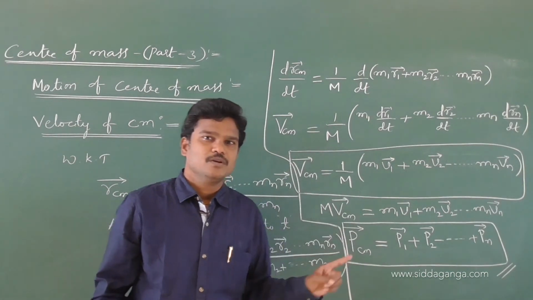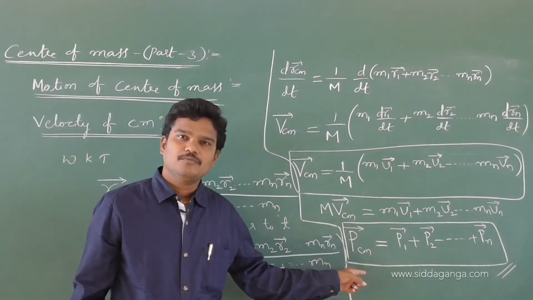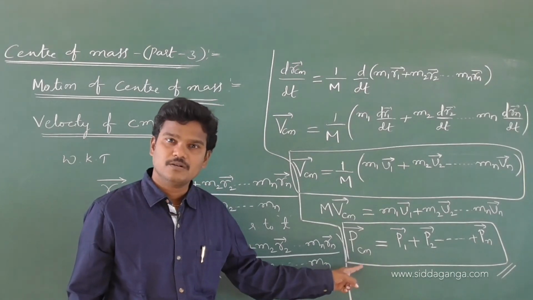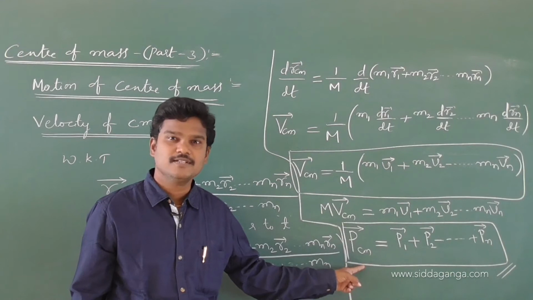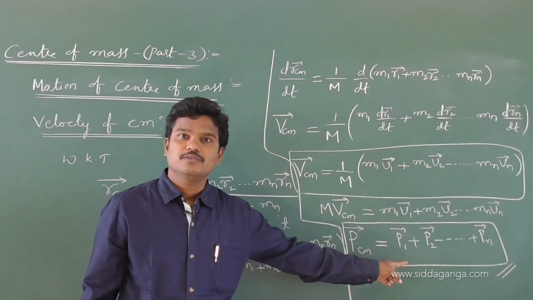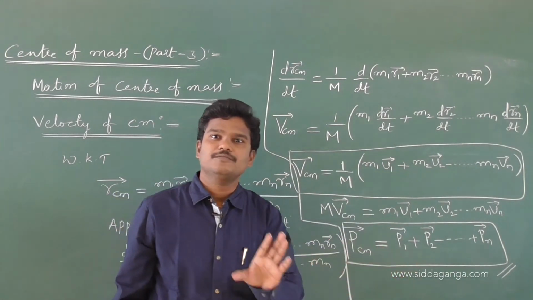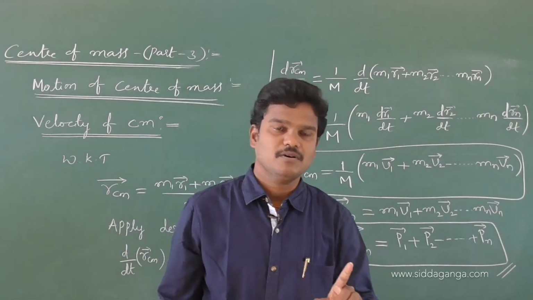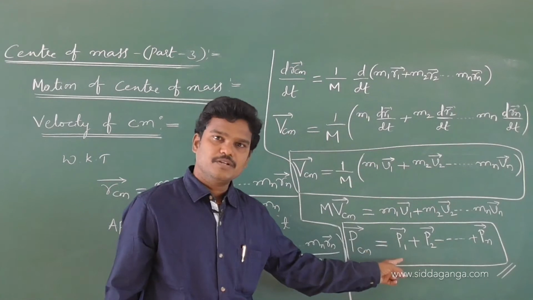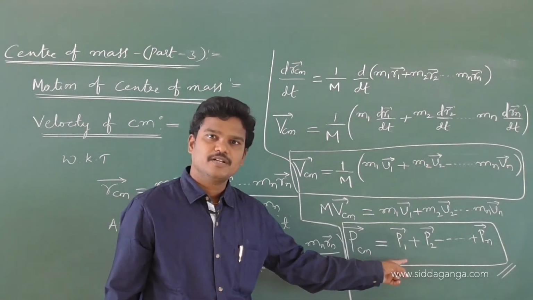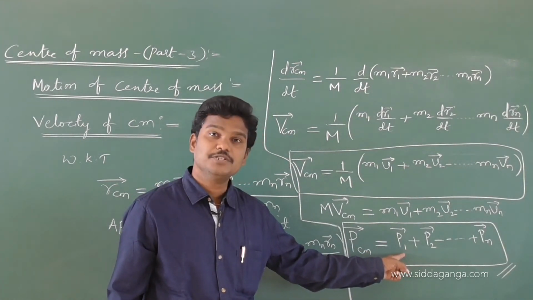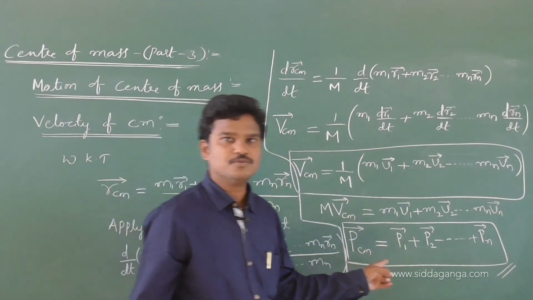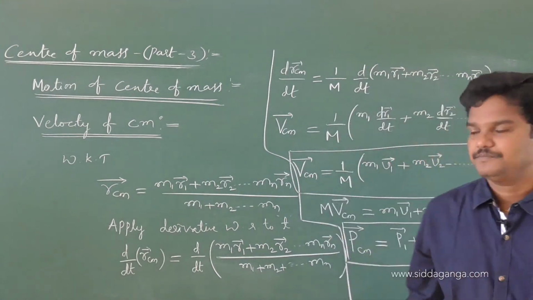That is the momentum of the center of mass of a system of particles. The momentum of the center of mass of a system of particles is equivalent to the sum of the momentum of the individual particles of individual masses. Okay, total momentum is equal to the sum of individual momentum.